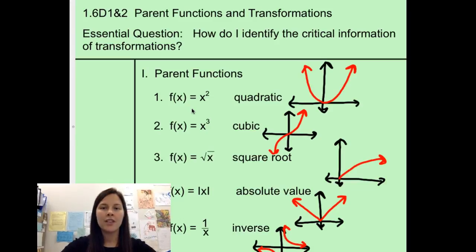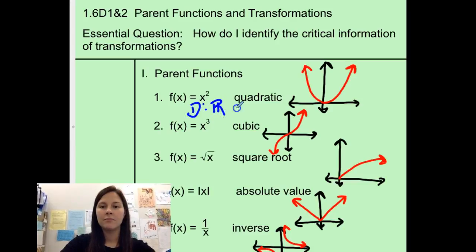Our first one here you should be very familiar with. It's our quadratic function. The shape of the graph is a parabola. The function is x squared. Our domain is all real numbers. The range, notice that parabola has a vertex at 0, 0, so our range goes from 0 up to infinity.